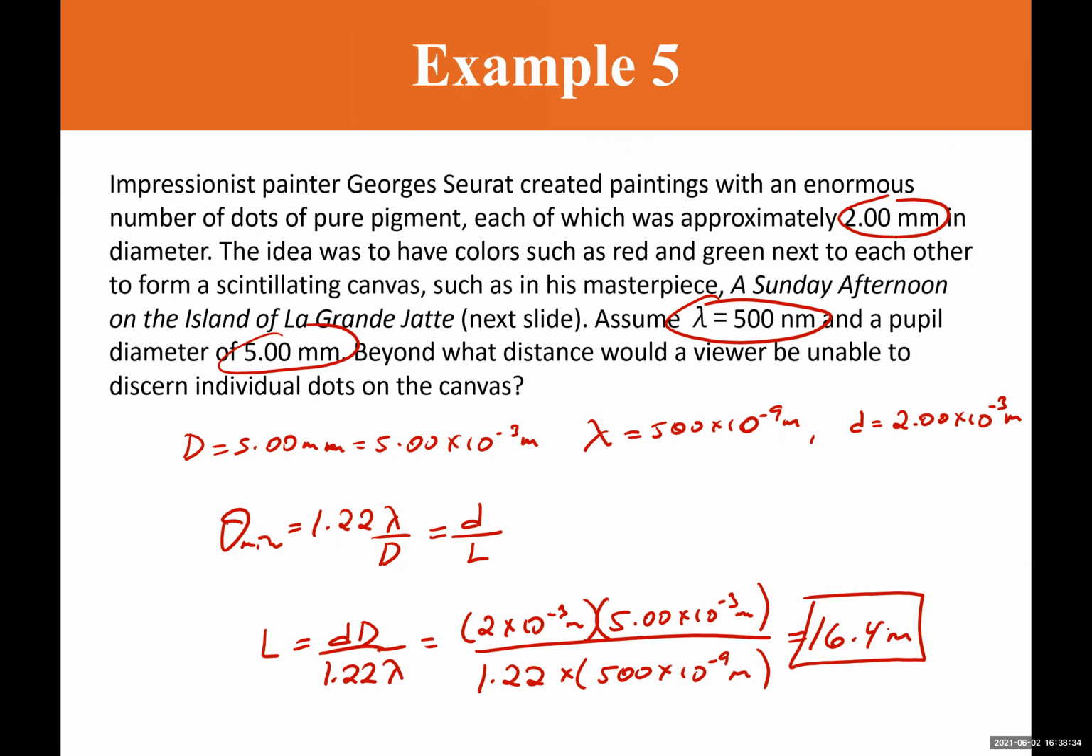Beyond what distance would the viewer be unable to discern individual dots? Well, 16.4 meters. That means if you're about 20 meters from the painting, you should be able to admire the painting without being able to resolve the individual dots. Again, it's a beautiful painting.